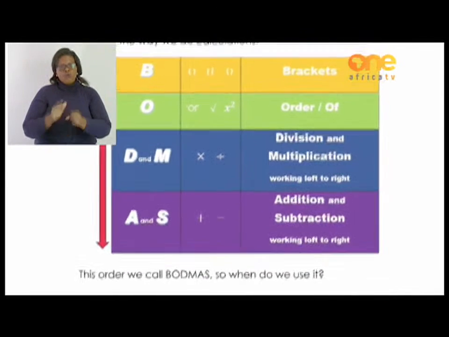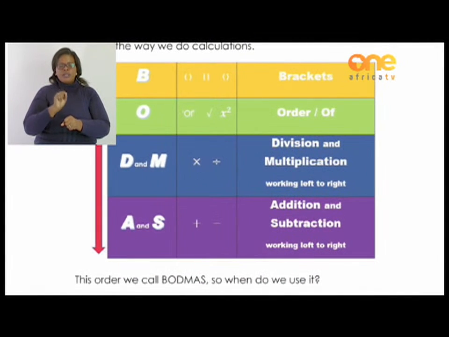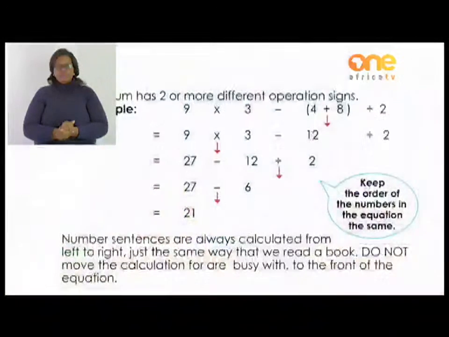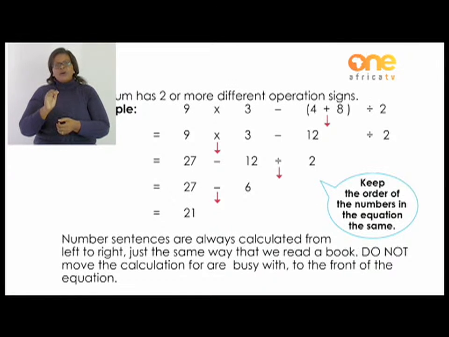So when do we use BODMAS? We can turn to page 14. When a sum has two or more different operation signs, that is when we use BODMAS. Our first example there: 9 times 3 minus brackets 4 plus 8, close your brackets, divided by 2.